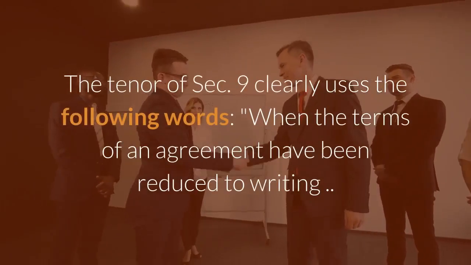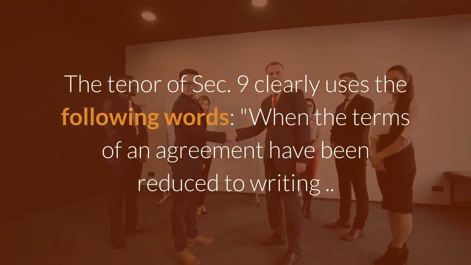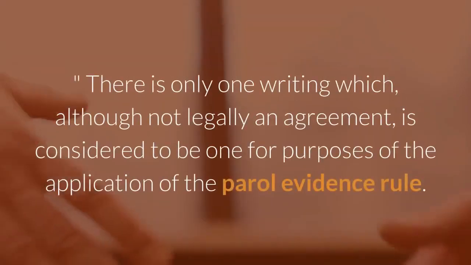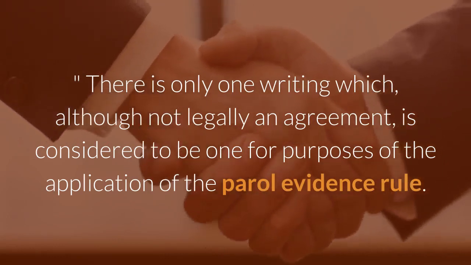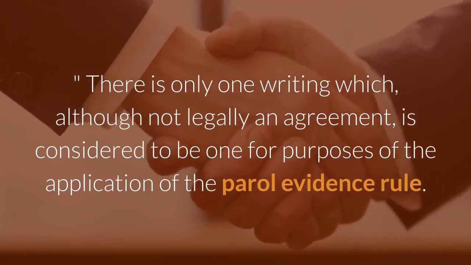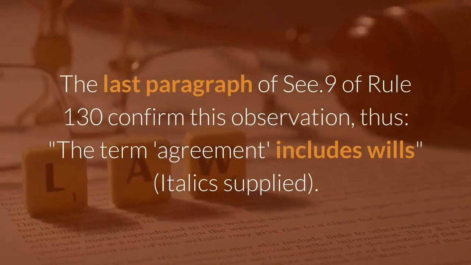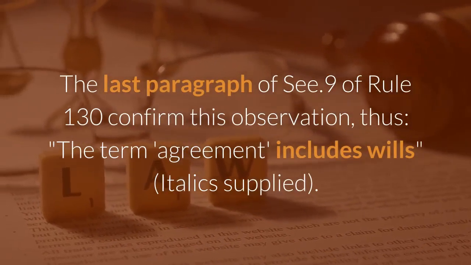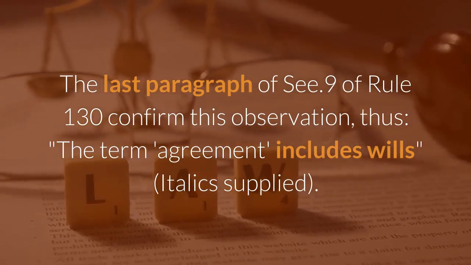The tenor of Sec. 9 clearly uses the following words: when the terms of an agreement have been reduced to writing. There is only one writing which, although not legally an agreement, is considered to be one for purposes of the application of the parole evidence rule. This writing is a will. The last paragraph of Sec. 9 of Rule 130 confirmed this observation, thus: the term agreement includes wills. Italics supplied.